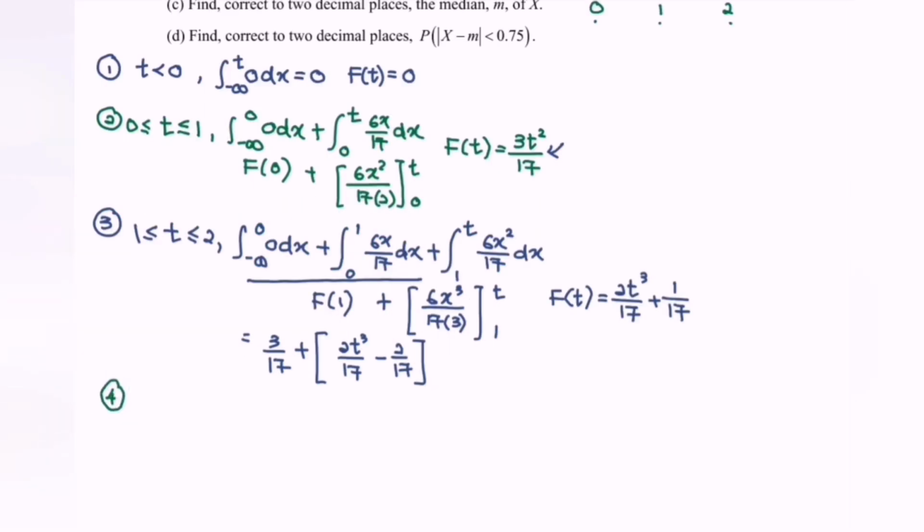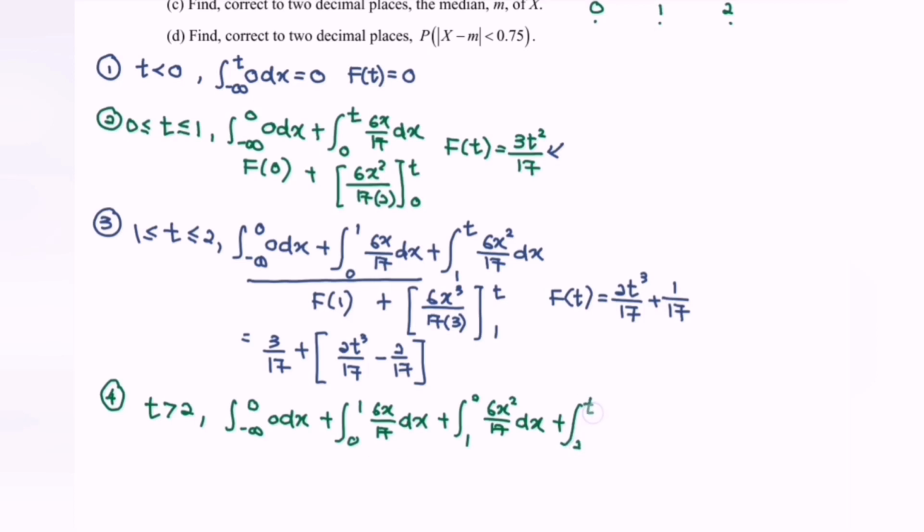As for the final part, where we have t greater than 2, integrate from negative infinity until 0 for the function 0 dx, plus integrate from 0 until 1 for the function 6x over 17 dx, plus from 1 until 2 for the function 6x squared over 17 dx, plus from 2 until t for the function 0 dx. For this part, we can substitute F(2) plus 0. Kindly substitute the 2 over here, and we will have F(t) is equal to 1.